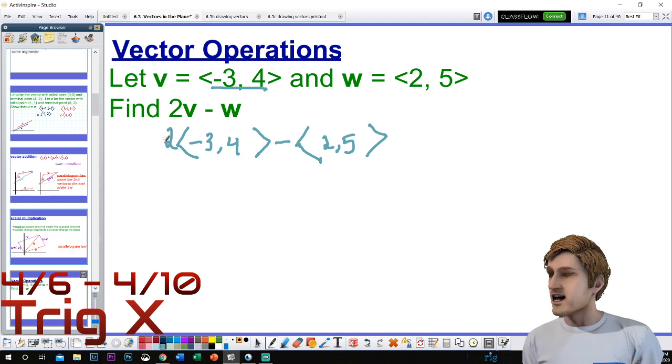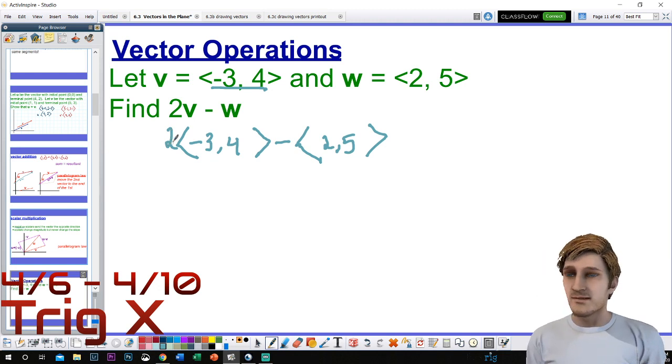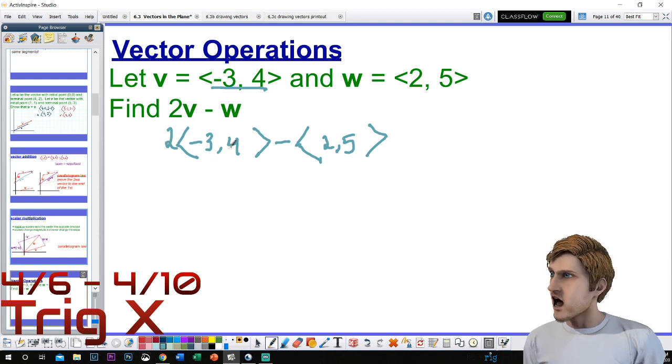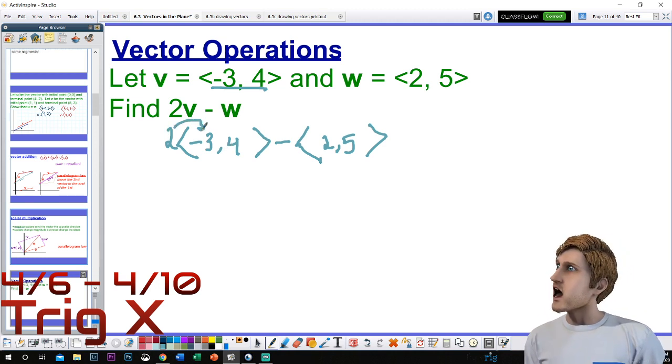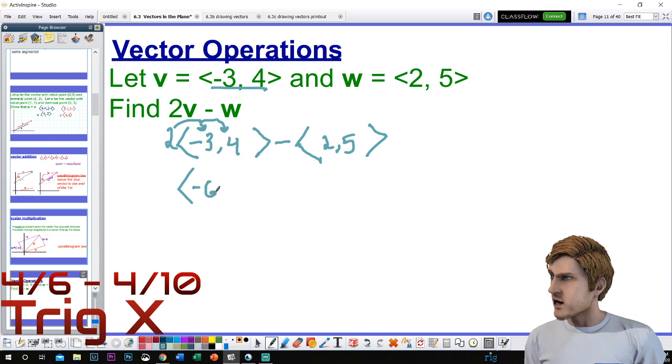Next, 2 is our scalar. So what I'm basically doing is I'm taking the vector -3, 4, and I'm doubling it in size because it's being multiplied by 2. So what you can do is just distribute the 2. This becomes the vector -6, 8. And then I'm going to copy this part down.